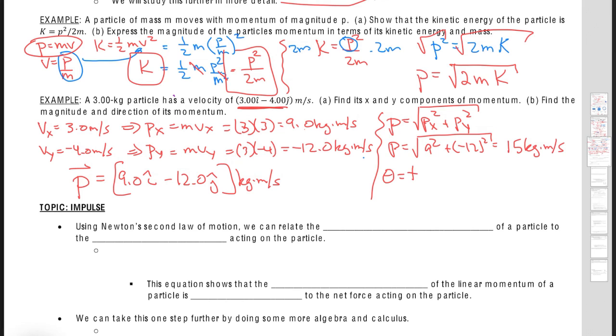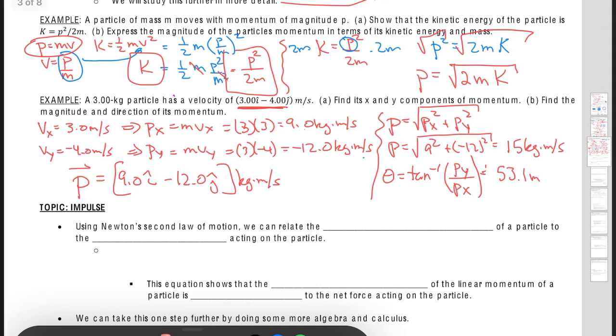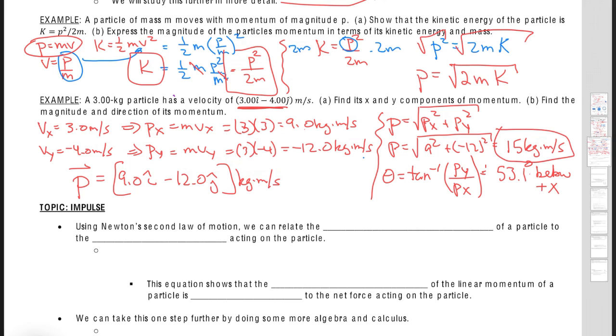And then find the angle, because we want magnitude and direction. We go back to our inverse tangent. So it's going to be inverse tangent of y over x, and you end up with 53.1, not meters per second, but 53.1 degrees below positive x. It's below positive x because your x component is positive and your y component is negative. And so there's my magnitude, and there's my direction.